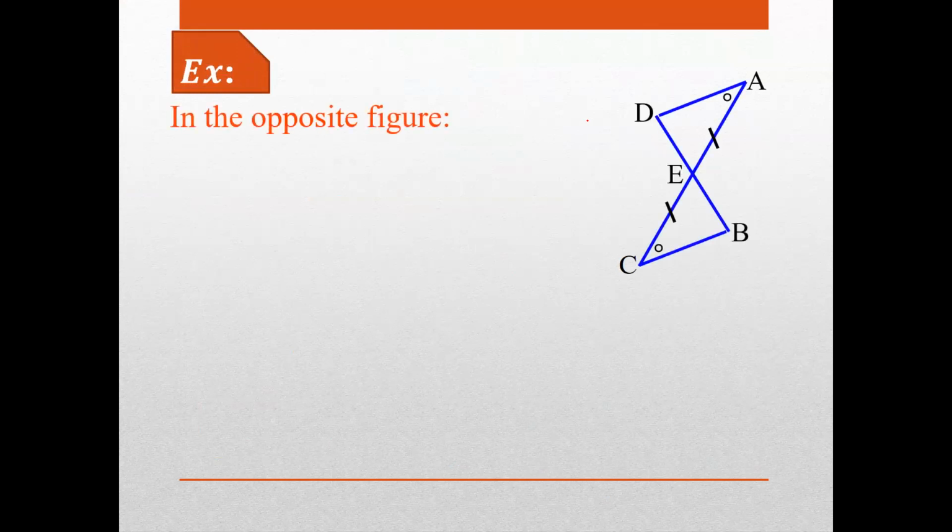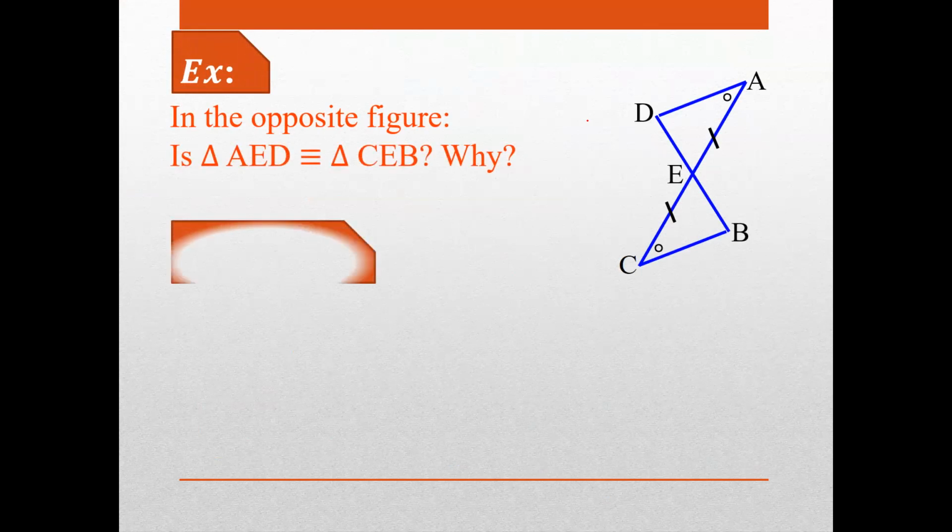Let's see an example. In the opposite figure, we have two triangles. Is triangle AED congruent to triangle CEB, and why? The givens are angle C is congruent to angle A, and EA is congruent to EC. Where is the third condition? Find the third condition from the drawing.